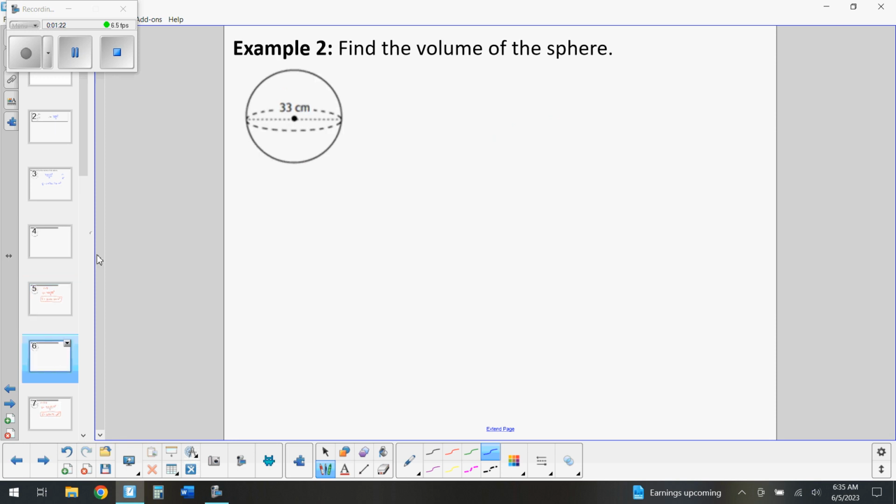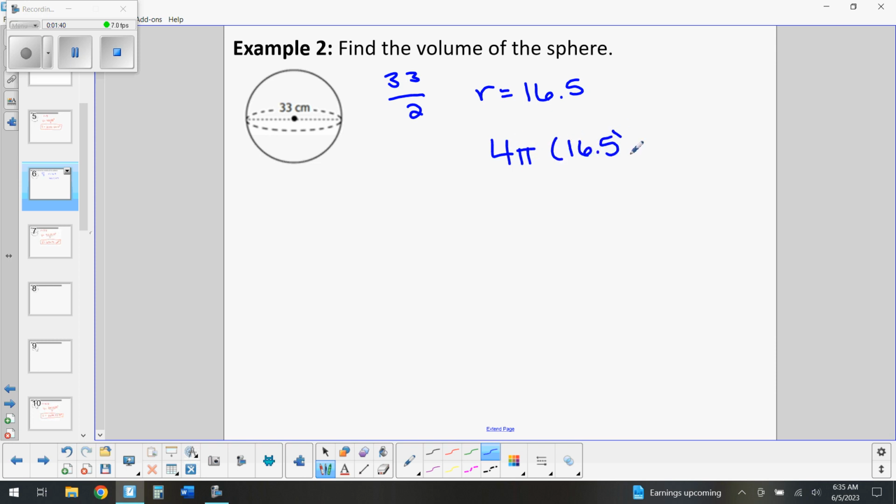All right, for example 2, we have a diameter of 33. So if I cut 33 in half, I really have a radius of 16.5. So we're going to have 4 pi 16.5 cubed over 3. So that's going to be 18,816.57 cubic centimeters.